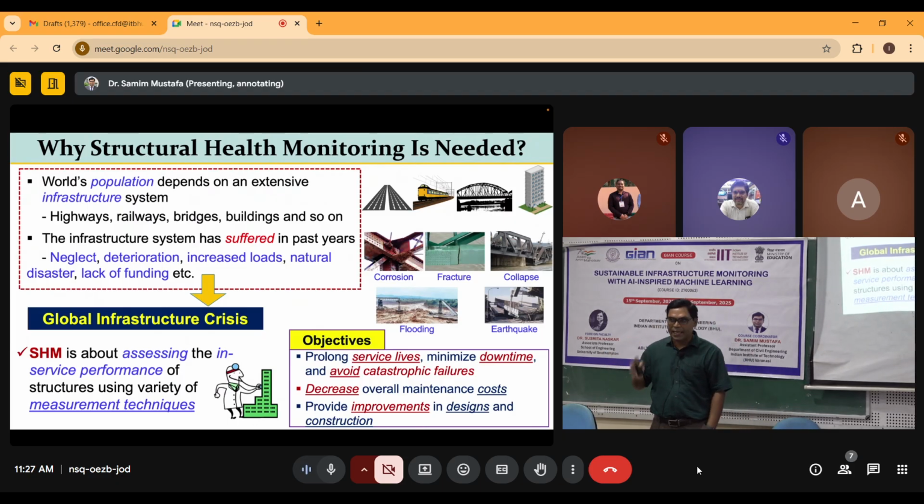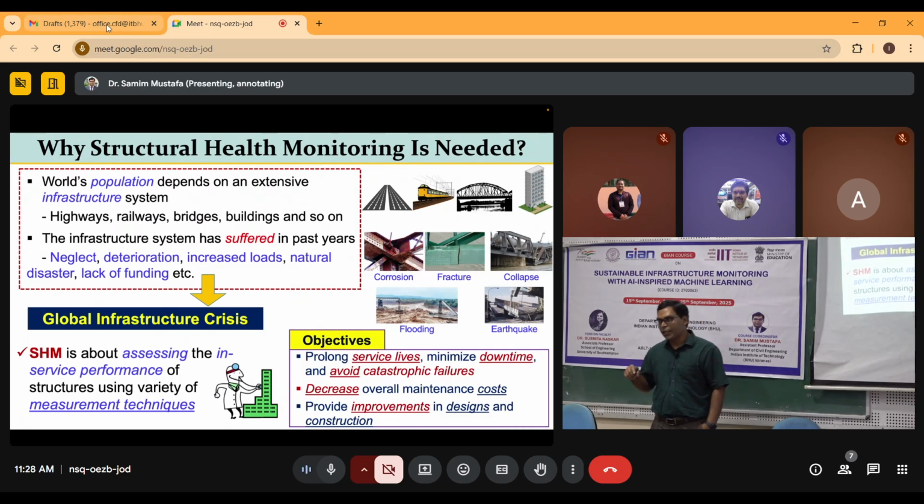So to minimize that, what do we need to do? We need to install the sensor, and then we need to get the data in real time and monitor it in a continuous way, so that before any major damage happens, we will have this type of alert system, or some kind of maintenance scheme can be developed, so that we can prevent the major damage in the structure, right? So that will help us to minimize the downtime and also avoid the catastrophic failure of those infrastructure. Then this will lead to a decrease in overall maintenance cost.